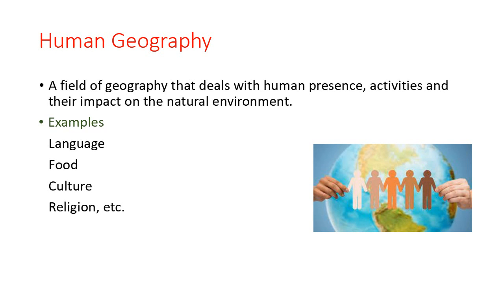Okay, examples: languages. You know that every country has its own language. Food. Human beings eat different food in different provinces or different countries. Culture. Everyone has their own culture. Suppose Punjab has its own culture, Sindh has its own culture. Religion. Every country has its own religion. Suppose Pakistan's religion is Islam.